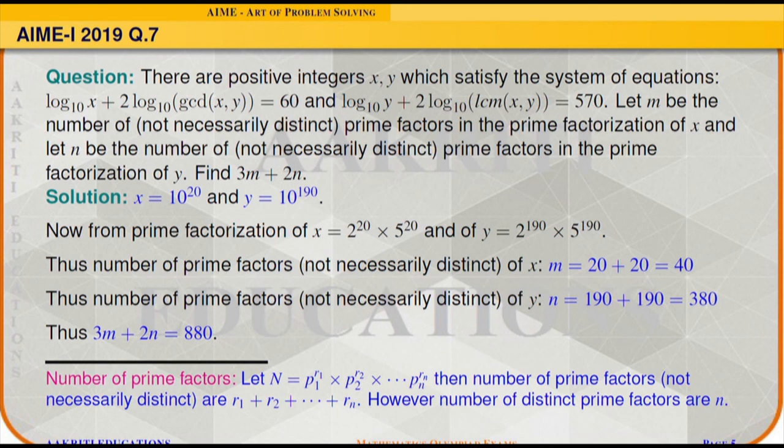So the value of 3m plus 2n is equal to 3 times 40 plus 2 times 380, and this will give 880. Hence the correct answer is 880.